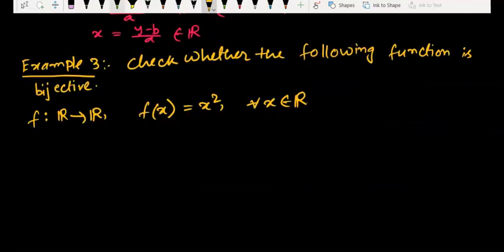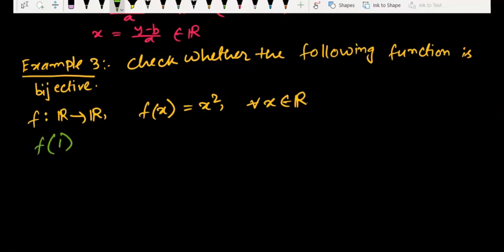Now let's check whether this function is bijective or not. So our function is f from R to R, f(x) equal to x square. So first we have to show whether it is injective or not. If it is not injective, then we can tell that it is not bijective. We don't have to see the surjectivity. Or if it is not surjective, we can tell that it is not bijective. We don't have to see the injectivity. So first we will check whether it is injective or not.